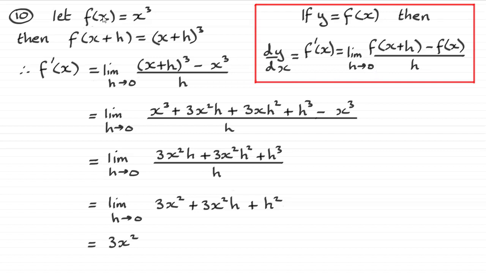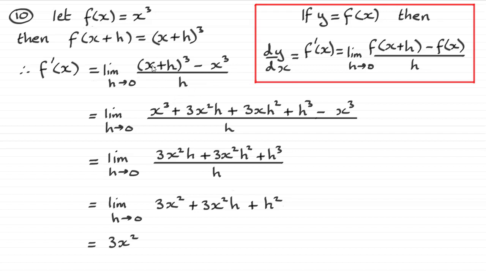So I've let f of x equal x cubed. So when it comes to f of x plus h, just replace the x with an x plus h, and you're going to get x plus h all cubed. And then I look at using this formula here. So f of x plus h then is x plus h all cubed, then minus f of x, which is x cubed, and it's all divided by h.